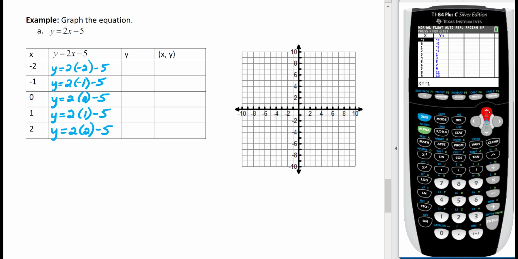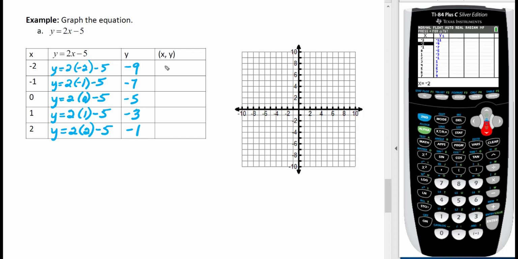If I scroll up, I can see at -2, it's kind of small, so at -2 the value is -9. So I'm going to go ahead and write these calculations down. At -2, the y value is -9. At -1, the y value is -7. At 0, the y value is -5. At 1, the y value is -3. And at 2, the y value is -1.